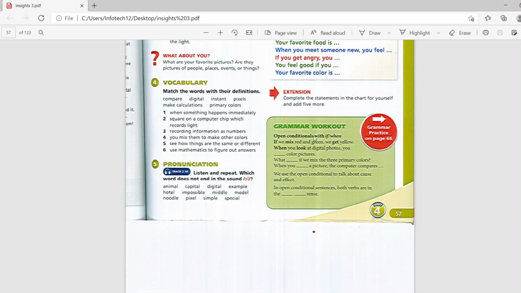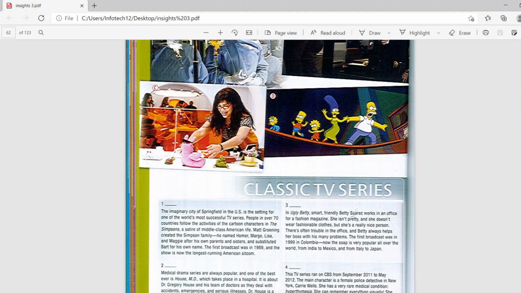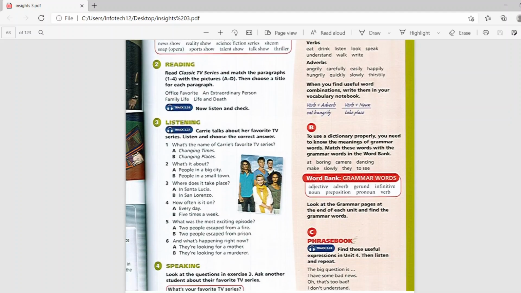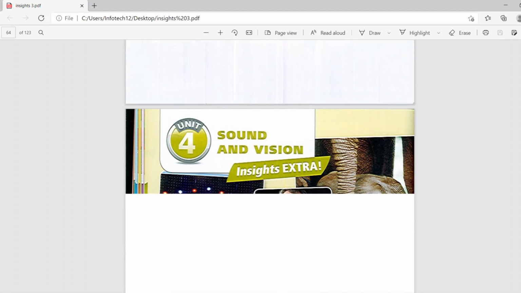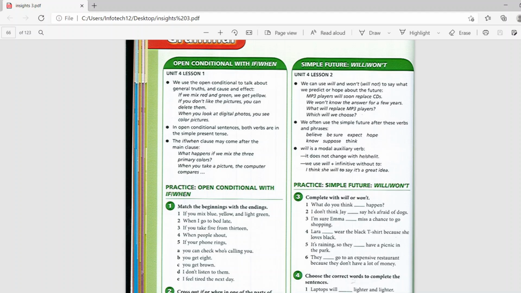Well, this is the grammar exercise. Grammar workout. Grammar practice on page 66. Ok, nos vamos a ir a la página 66. Let's go to page 66. Okay, and on page 66, you are going to have a grammatical, let's say like a practice. Okay, here we are on page 66.